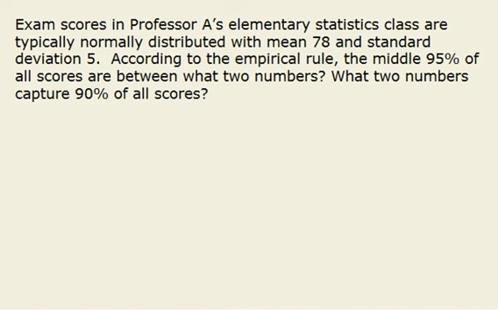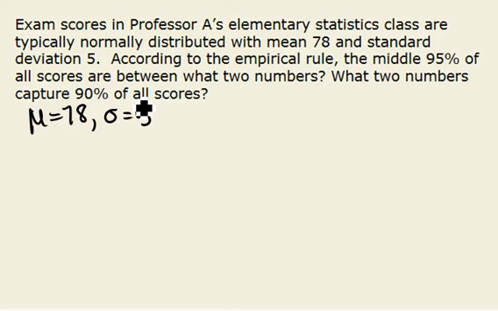Exam scores in Professor A's elementary stats class are normally distributed with a mean of 78 and a standard deviation of 5. So we know mu is 78 and sigma is equal to 5. We want to know, according to the empirical rule, what two numbers would capture the middle 95% and also what two numbers would capture the middle 90% of all the scores.